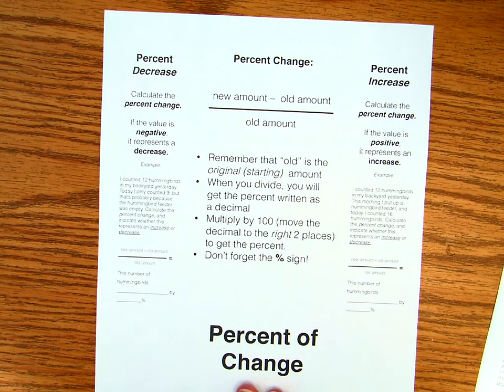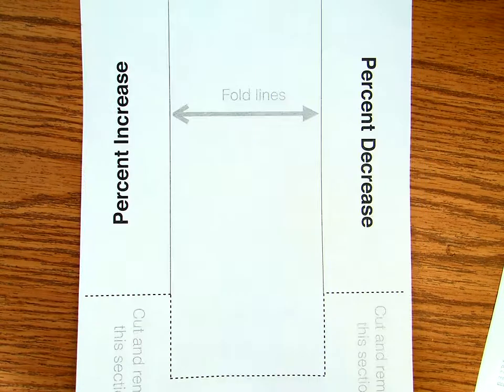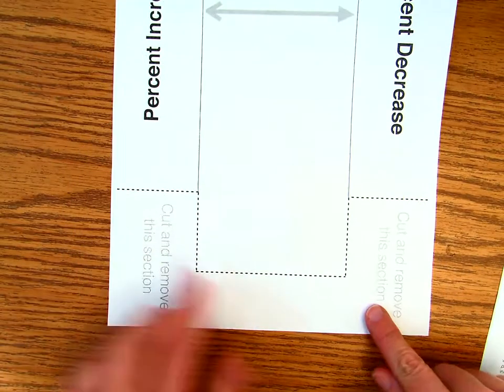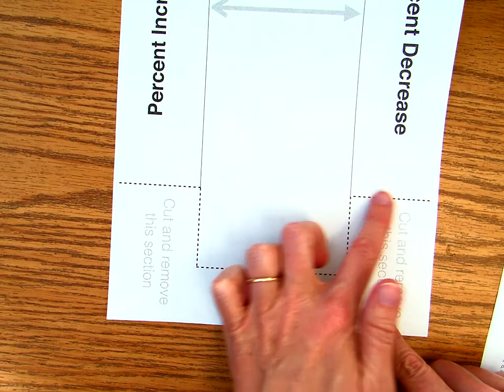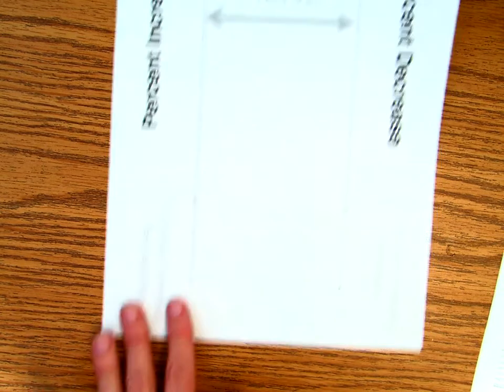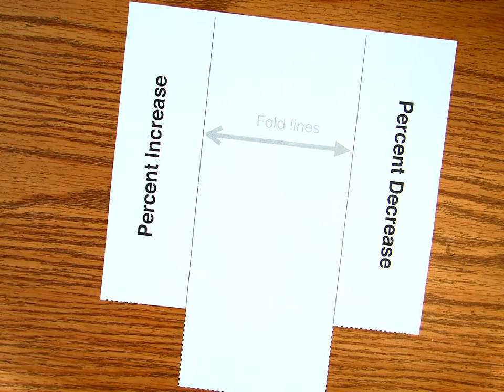This video is for the percent of change foldable, so you should have a copy of this foldable. The first thing that you're going to do is cut on the dotted line down here and remove this section. When you finish with that, it should look like this, and then you're ready to go.